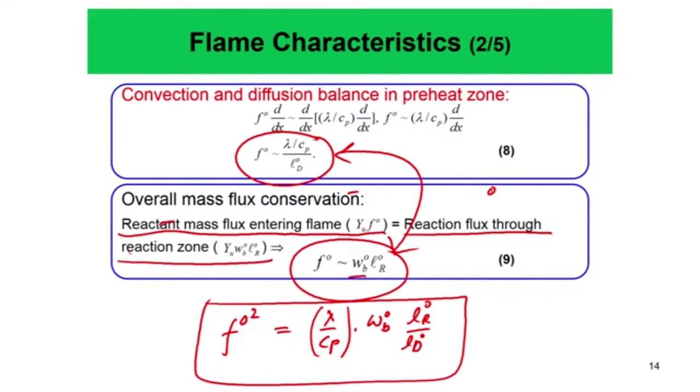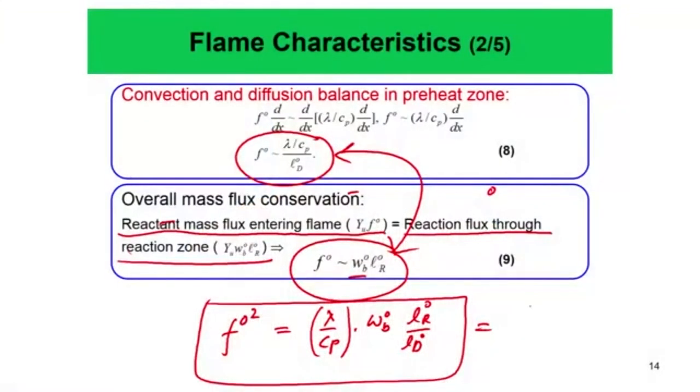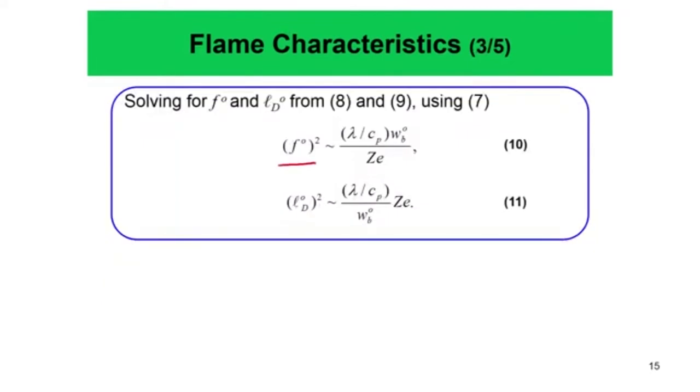It emerges by very, very simple considerations, just by assuming that the species flux that travels to the preheat zone, the convective-diffusive zone, also has to be consumed in the reaction zone. You see what it is. This is nothing but lambda by Cp, the thermal diffusivity without the density, times WB0, and LR0 by LD0 is nothing but 1 by the Zeldovich number. So the burning flux F0 squared is essentially lambda by Cp times WB0 by the Zeldovich number, or you can write it like this: F0 is essentially the square root of lambda by Cp times WB0 divided by the Zeldovich number, to the power of 1/2.